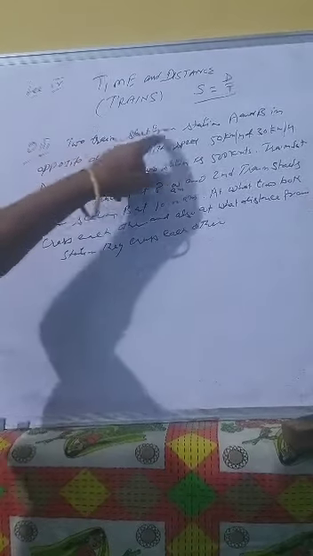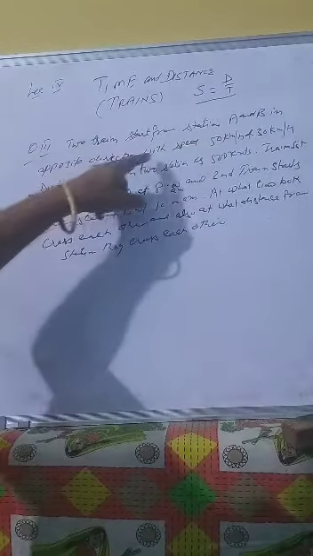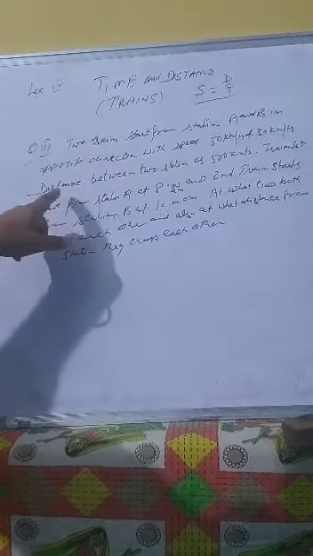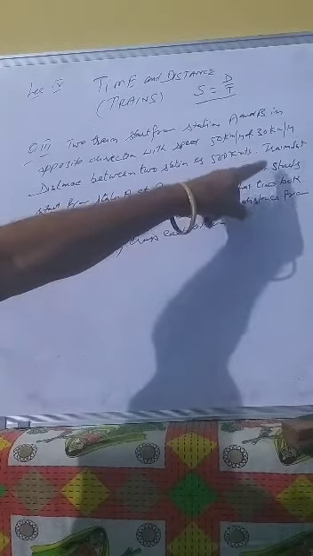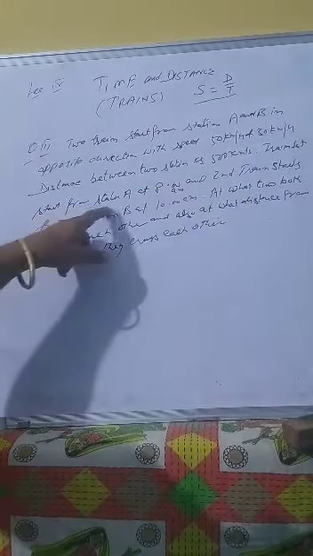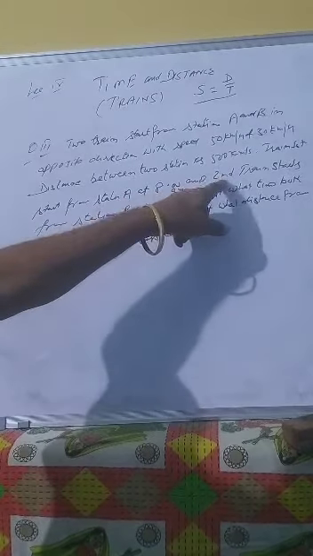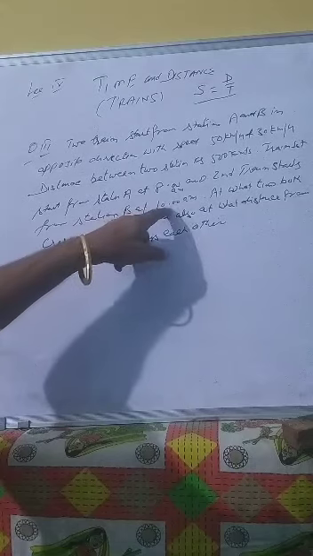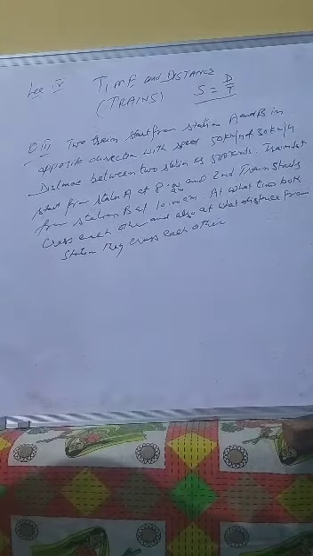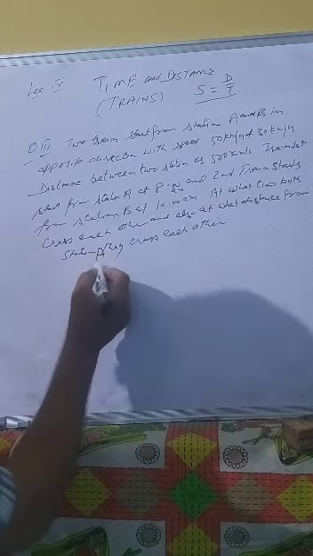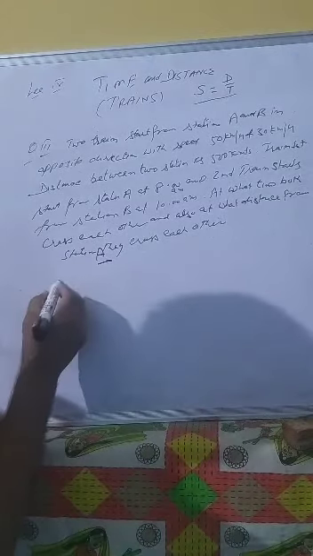Now, in this third question, two trains start from the stations A and B in the opposite direction with the speeds 50 km per hour and 30 km per hour. The distance between the two stations is 500 kilometers. The first train starts from station A at 8 a.m. and the second train starts from station B at 10 a.m. At what time do both trains cross each other, and also at what distance from station A do they cross each other?